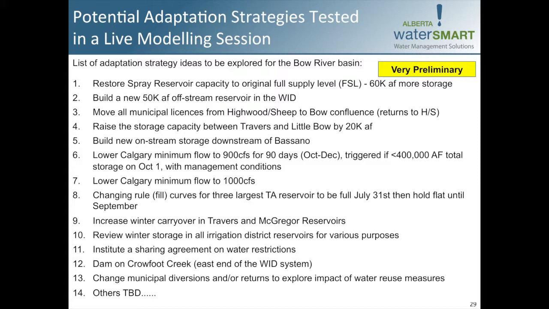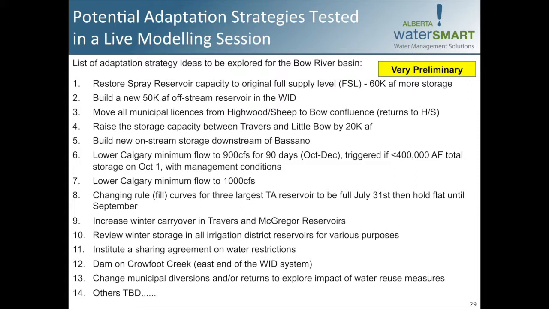Building an off-stream storage in the Western Irrigation District. Moving the municipal licenses from the Highwood and Sheep, so all the municipal licenses on those river systems, and taking the water from the Bow instead of using the Highwood Sheep River to avoid shortages for Okotoks. Building new on-stream storage below Bassano, changing the minimum flow requirements that must be passed through the city of Calgary. So rather than flowing that 1250 CFS all the time, are there periods of time where we could lower it down a bit to save a little more water in the headwaters?